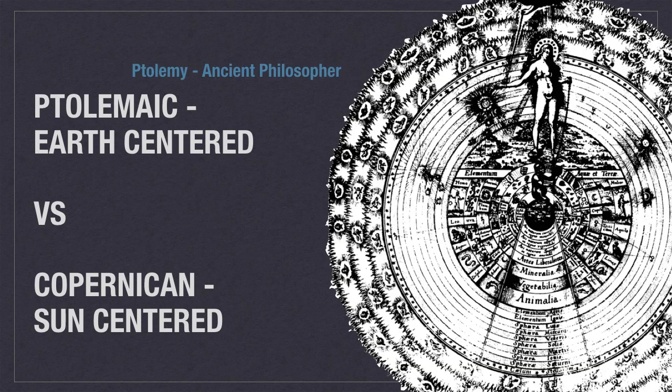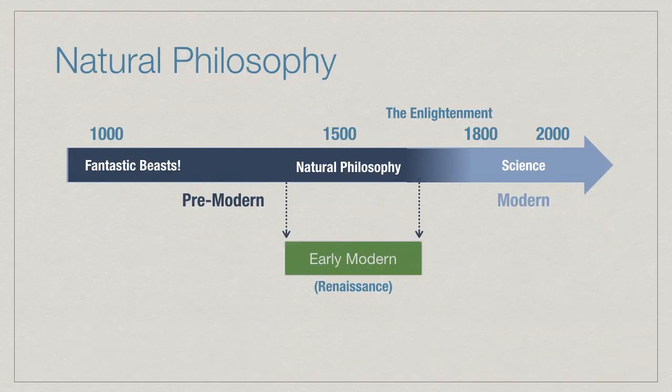Okay, so we get Ptolemy, we get Copernicus, we get this shift in a basic worldview, which we can talk more about. The other term I'll use is natural philosophy. Sometime between the Middle Ages and the modern world, there's a change happening. And in the Middle Ages, the natural world was characterized through things like bestiaries, fables. It was literally a world of fantastic beasts.